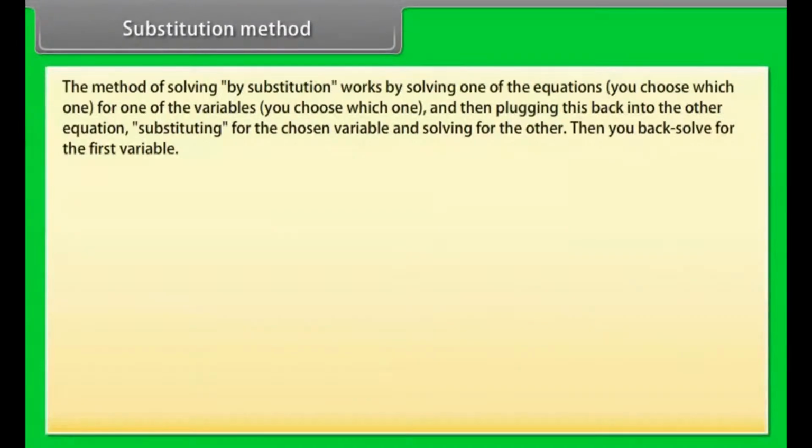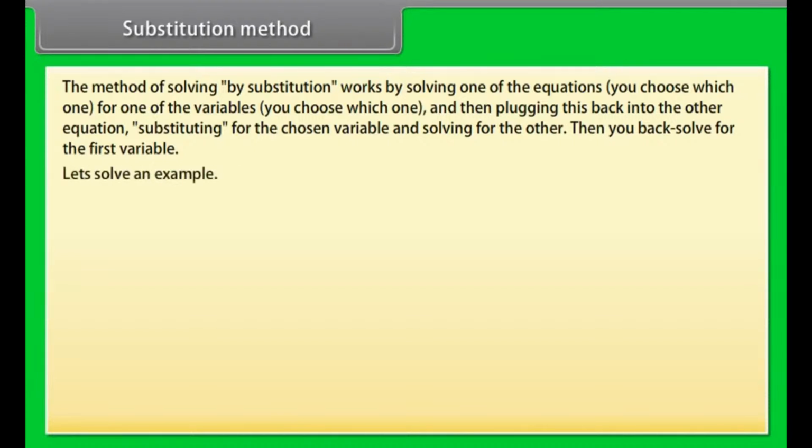Substitution method. The method of solving by substitution works by solving one of the equations, you choose which one, for one of the variables, you choose which one, and then plugging this back into the other equation, substituting for the chosen variable and solving for the other.